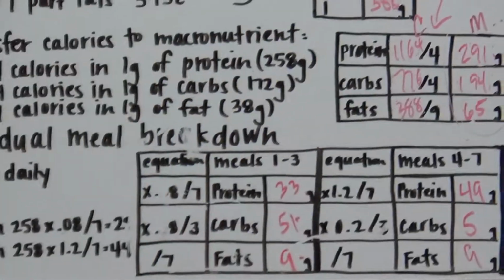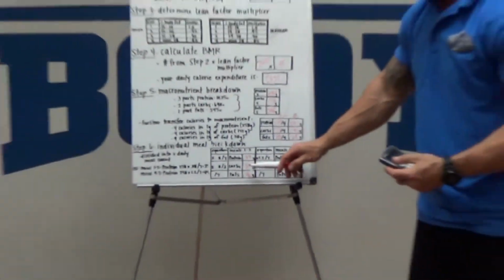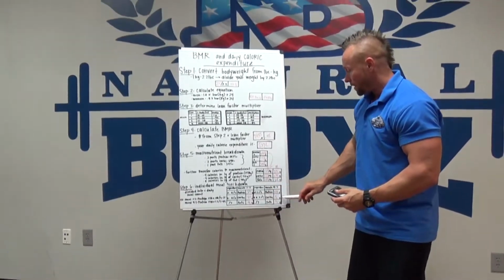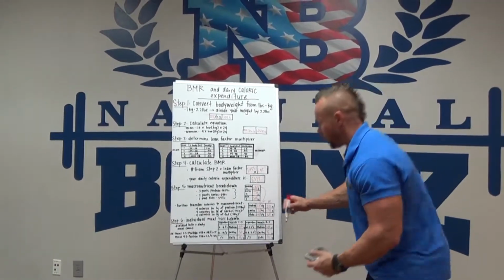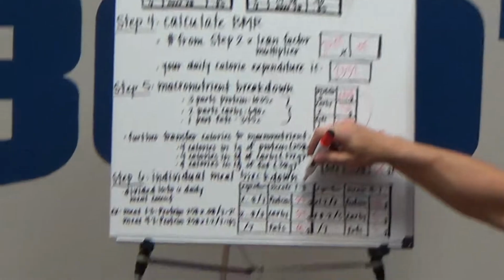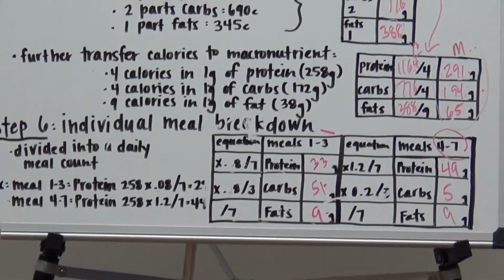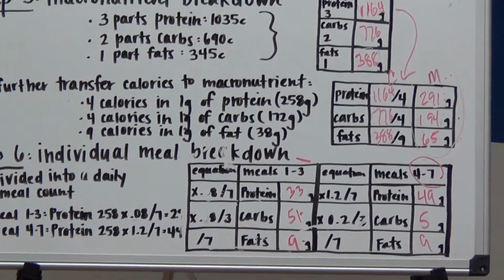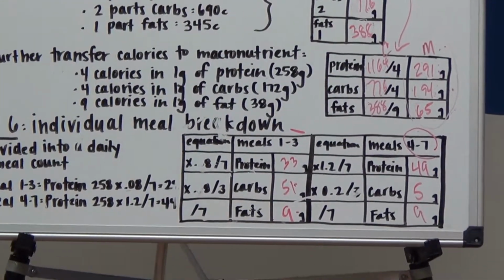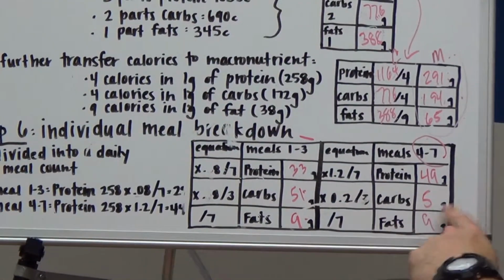So if you see what we're doing here, we're taking calories away from your carbs in the second half of your day. So this is the first part of the day. This is meals 1 through 3. And then this right here is meals 4 through 7. So we're divvying up your calories, so to speak. We're going to give you more protein, but less carbs.